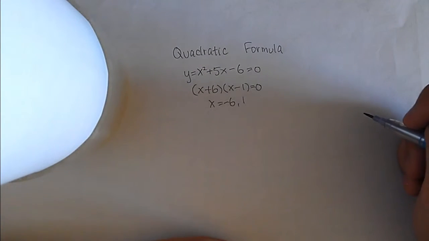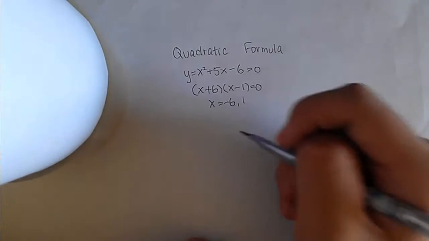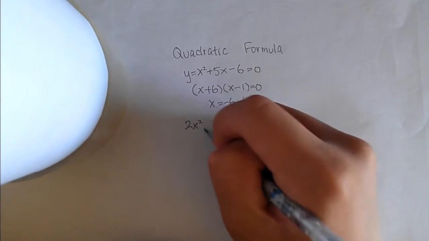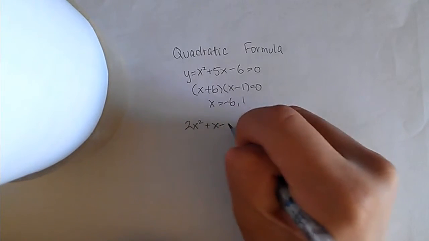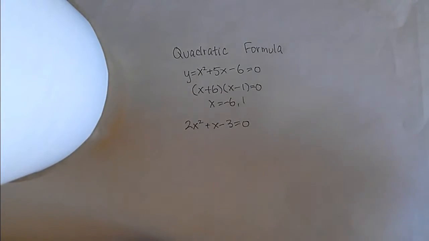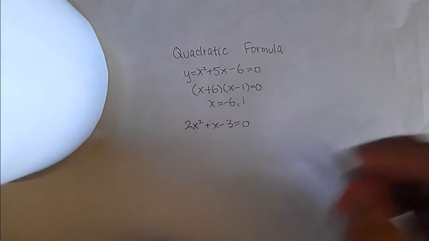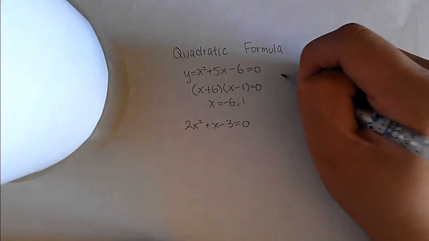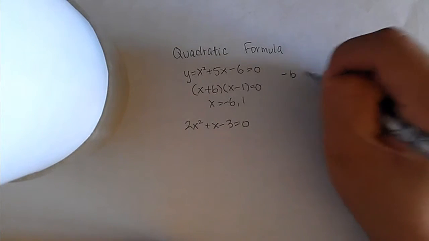Now, this is quite easy, but let's say our equation was harder. So 2x squared plus x minus 3 equals 0. Now this equation would be harder to do, right? So how do we solve equations like these? We use something called the quadratic formula. And here's what it is.